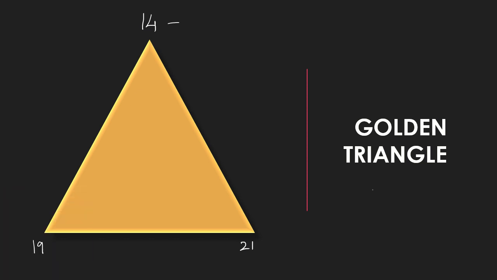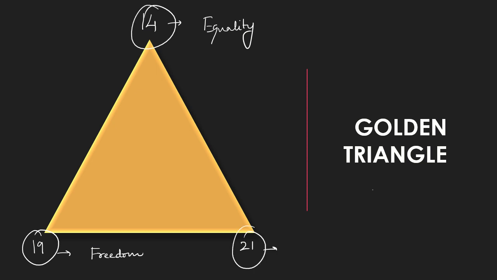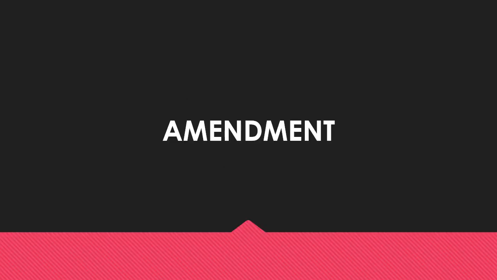In brief, Article 14 gives you the right to equality. Article 19 gives you the right to freedom. What kind of freedom? The freedom of speech and expression, the freedom to assemble peacefully, many other rights to reside anywhere in the country. You get a lot of freedom from Article 19. And then there is Article 21, which gives you what is known as the right to life and liberty. So these three provisions are very important. Make sure that you learn these.